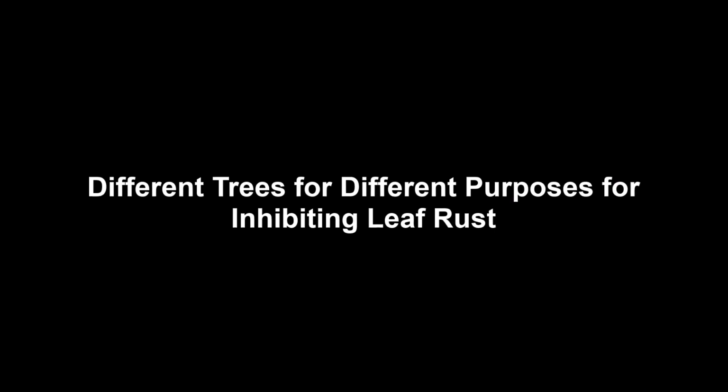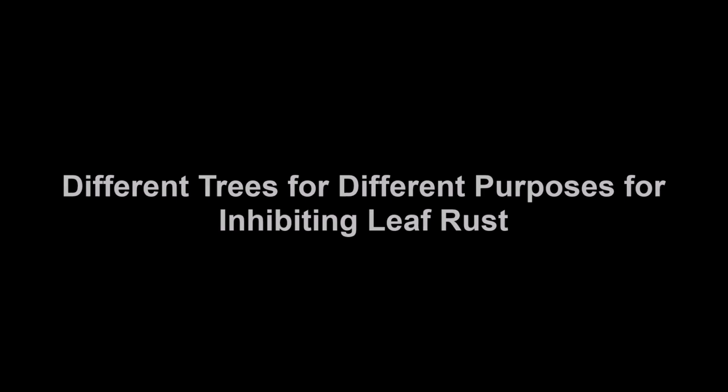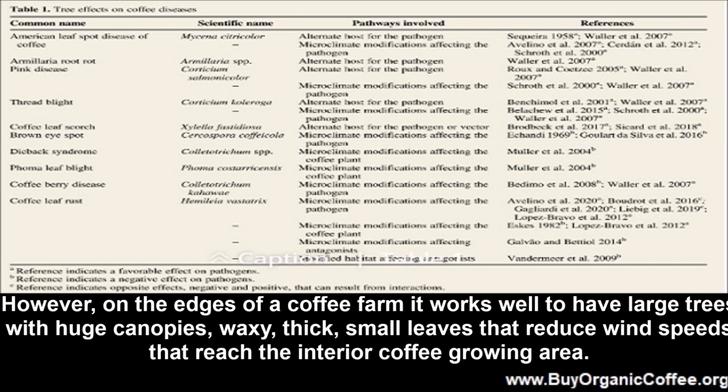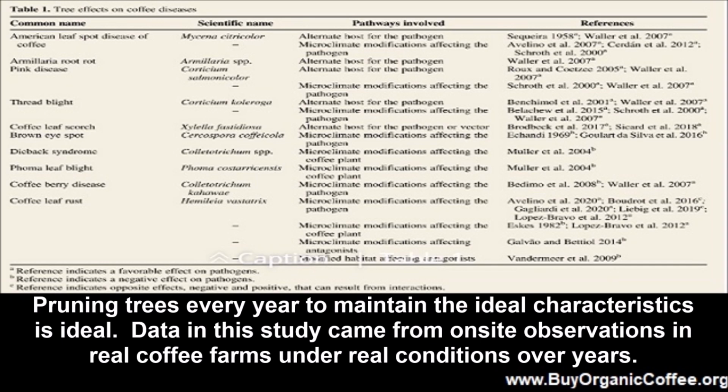Different trees for different purposes for inhibiting leaf rust. Trees that let more light through the canopy are useful for coffee plants beneath them. However, on the edges of a coffee farm, it works well to have large trees with huge canopies and waxy, thick, small leaves that reduce wind speeds that reach the interior coffee growing area. Pruning trees every year to maintain the ideal characteristics is ideal.